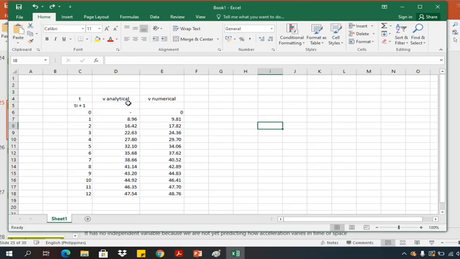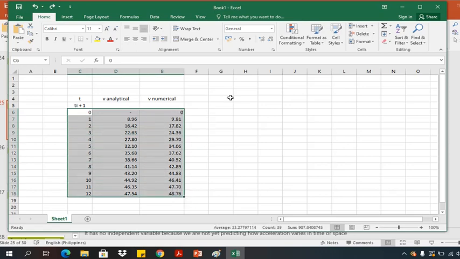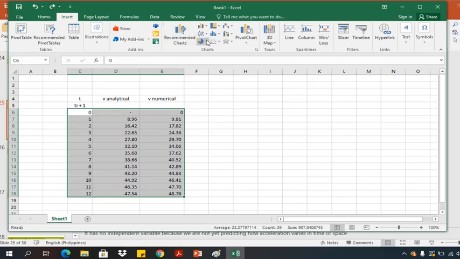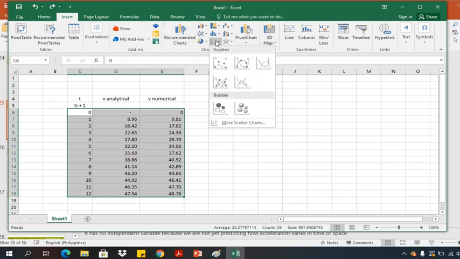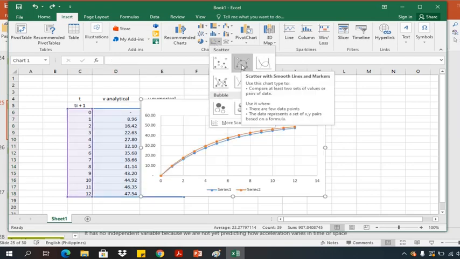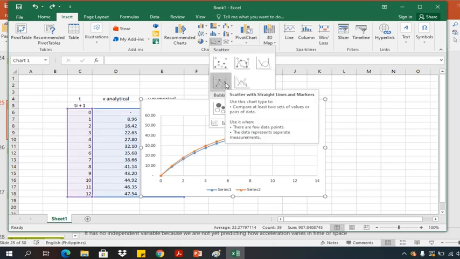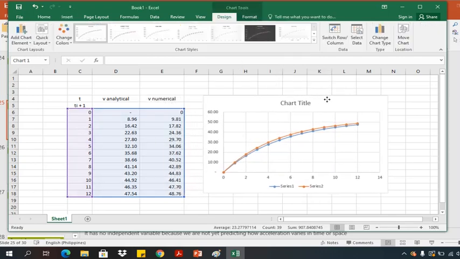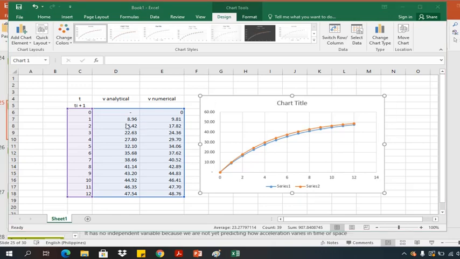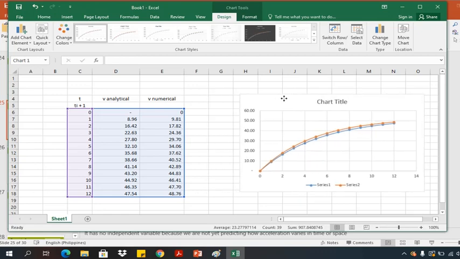So now we have the values of the analytical solution and the numerical solution. Now we will plot the data. Insert chart, XY. So as you can see, from the two different solutions, they have some sort of difference, no? So meron siyang mga difference. That is called an error.